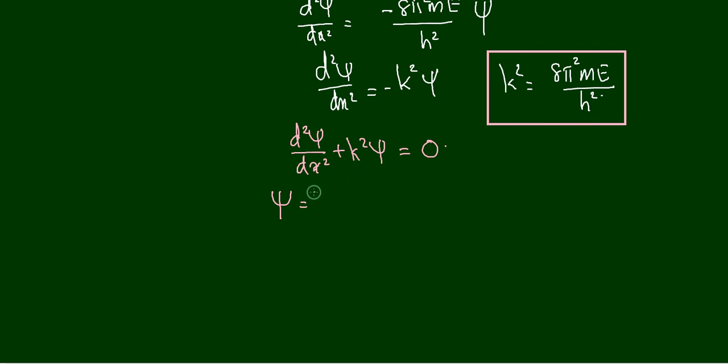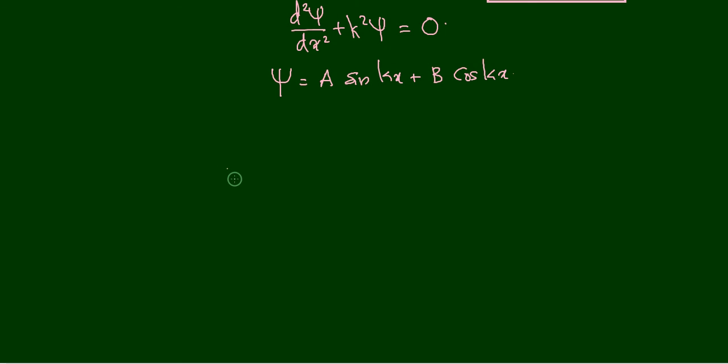So the general solution of this one is psi is equal to a sin kx plus b cos kx. Okay, that's the general solution of this equation. Here a and b are arbitrary constants, and we have k also here. This wave function will be a well-behaved wave function for all values of a, b, and k. So there is no limit for the values of a, b, and k. In other words, a, b, and k can assume any value.